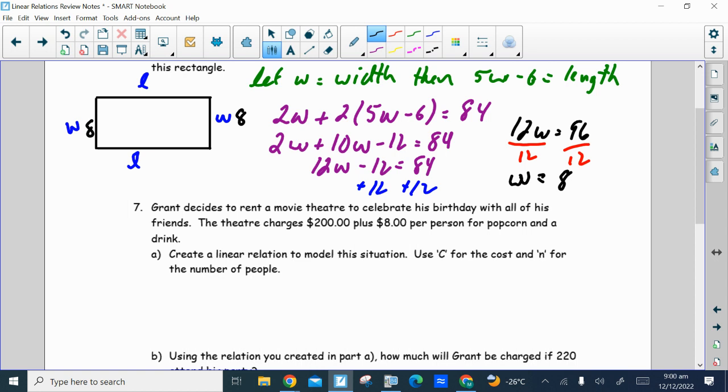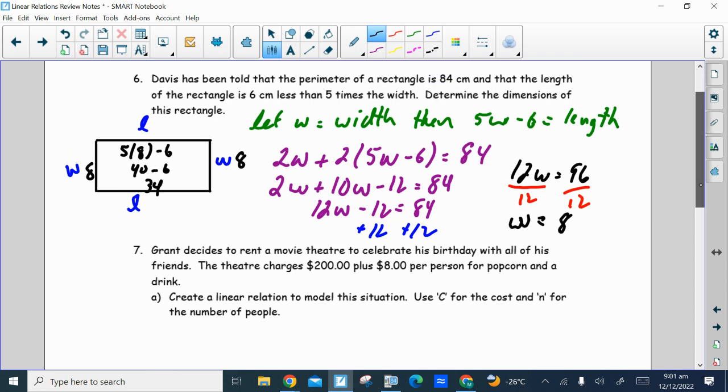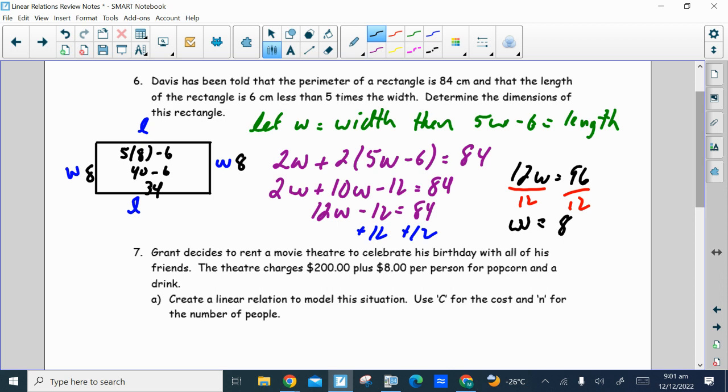Our length is 5 times the width, take away 6. Shyla, you with us? 5 times 8 is 40. 40 take away 6 is 34. So there's your dimensions. 8 centimeters by 34 centimeters.